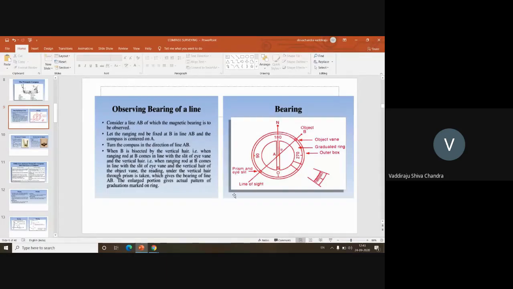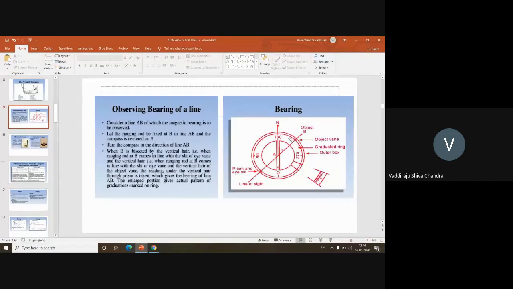Suppose you take the example of line AB, and the compass is centered at A. You will establish your instrument at point A and do all the temporary adjustments: centering, leveling, and focusing of the prism. You rotate the compass in such a way that the ranging rod kept at B is sighted through the object vane. You rotate the compass till the person carrying the ranging rod comes into your vision, and then you see to which graduation the pointer directs.